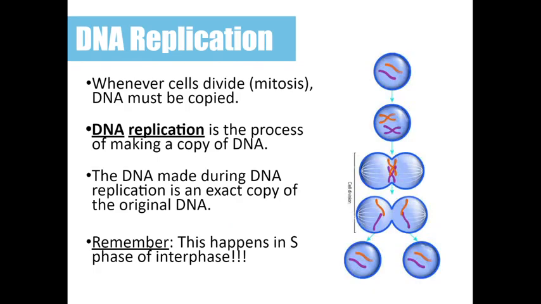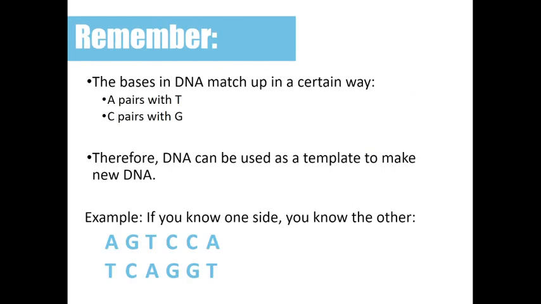Now, DNA replication. Whenever cells divide through the process of mitosis, DNA must be copied. So, DNA replication is just the process of making a copy of DNA. The DNA made during DNA replication is going to be an exact copy of the original DNA strand. Now, remember, this happens in S phase of interphase. Now, just a quick recap in case you can't remember.